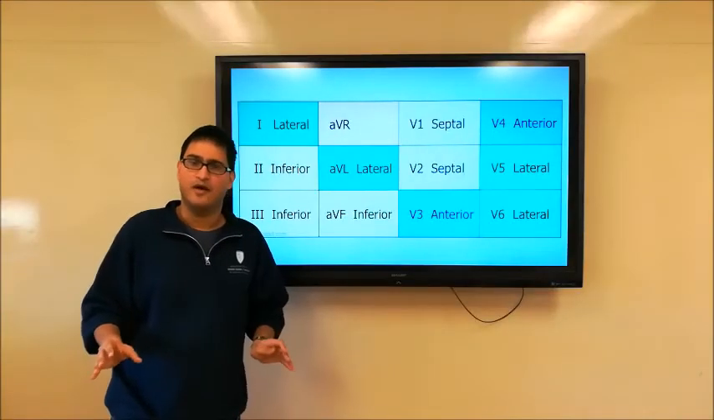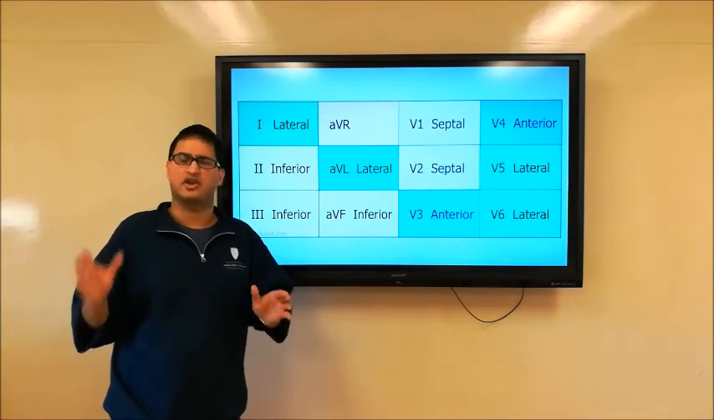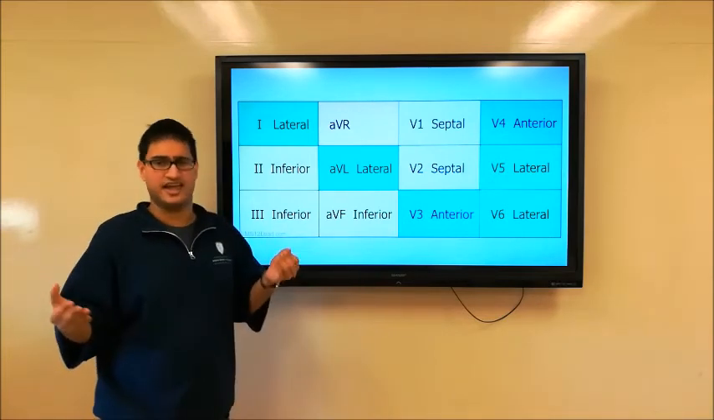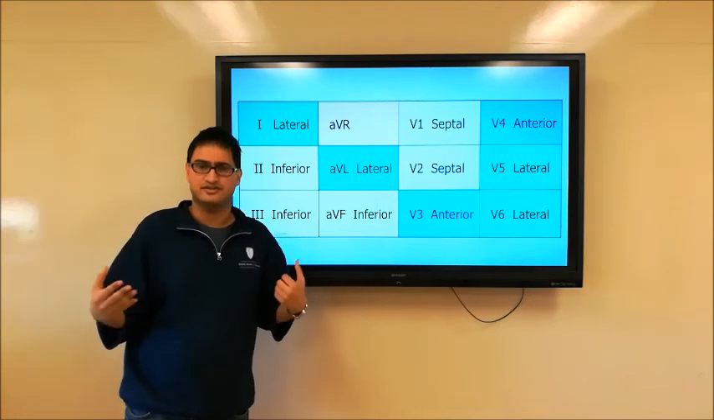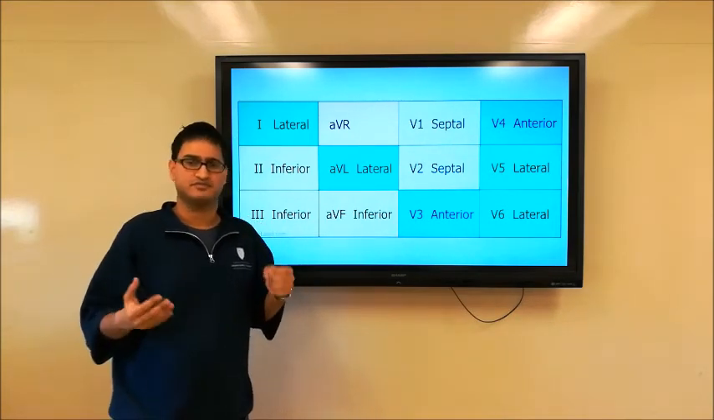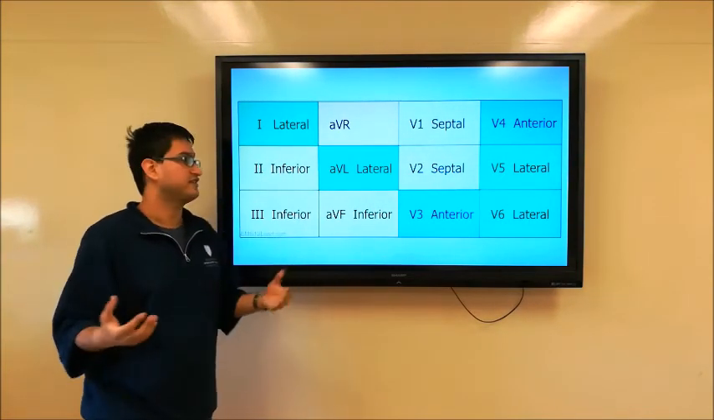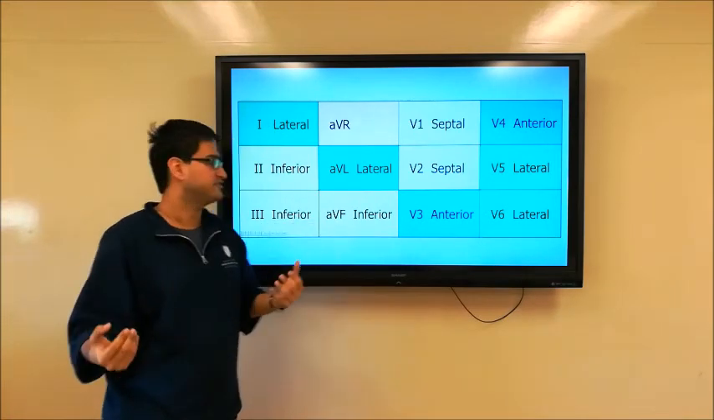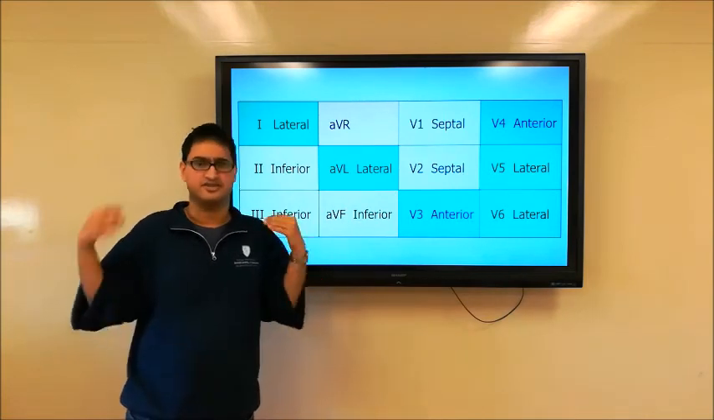It's important to know that the 12 leads of a 12-lead EKG are often categorized based on the location of the heart. So if we take a look at this diagram here, notice how all the leads, except for AVR, are classified as either septal, anterior, lateral, or inferior based on their location relative to the heart. So notice how leads 2, 3, and AVF are considered the inferior leads. Leads 1, AVL, V5, and V6 are the lateral leads. Leads V1 and V2 are septal, and V3, V4 are anterior.